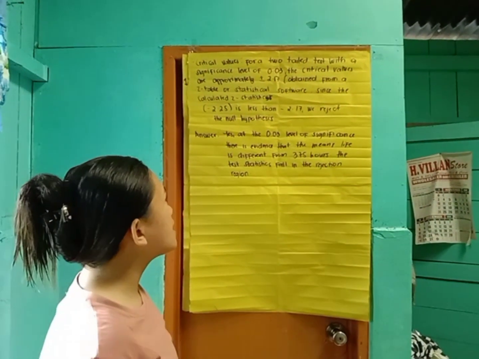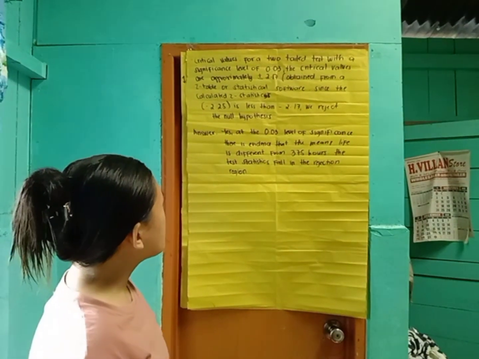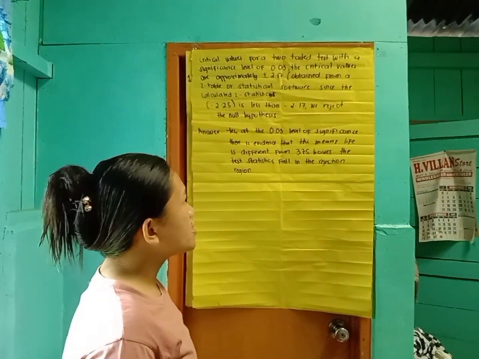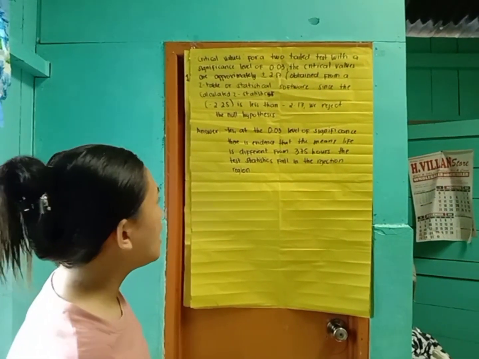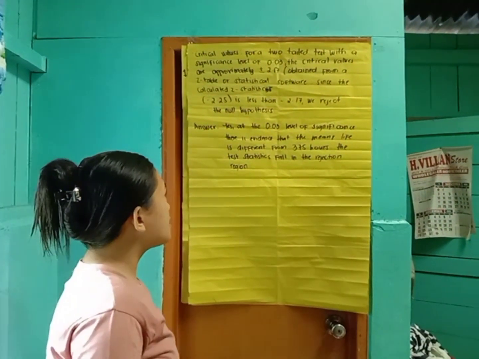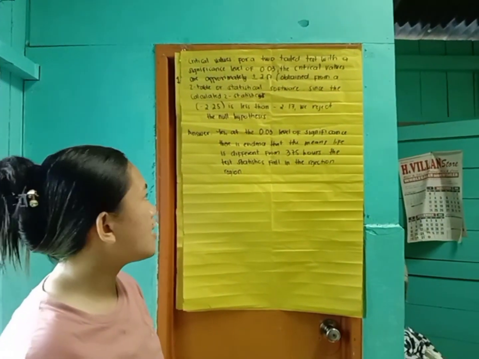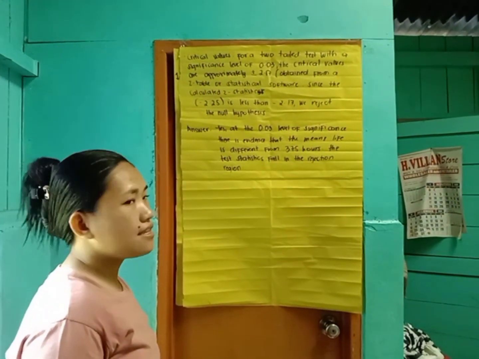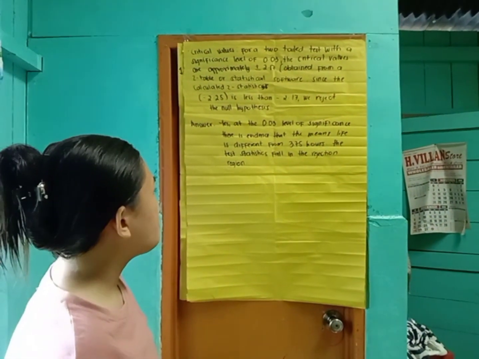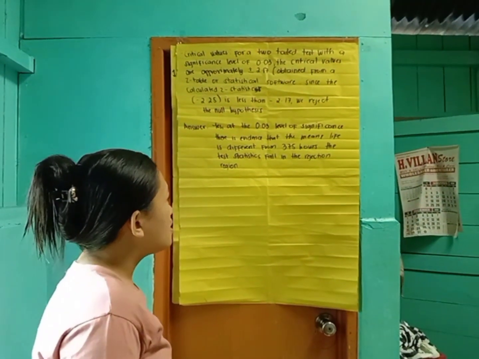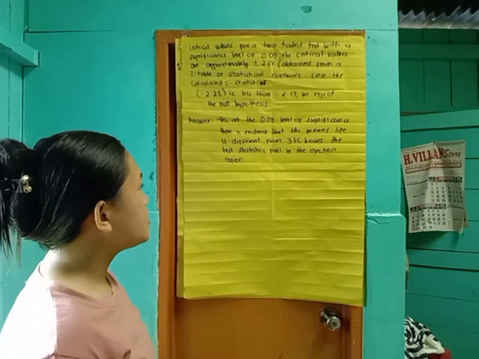Since the calculated Z-statistic, negative 2.25, is less than negative 2.17, we reject the null hypothesis. So the answer is yes. At the 0.03 level of significance, there is evidence that the mean life is different from 375 hours. The test statistic falls in the rejection region.